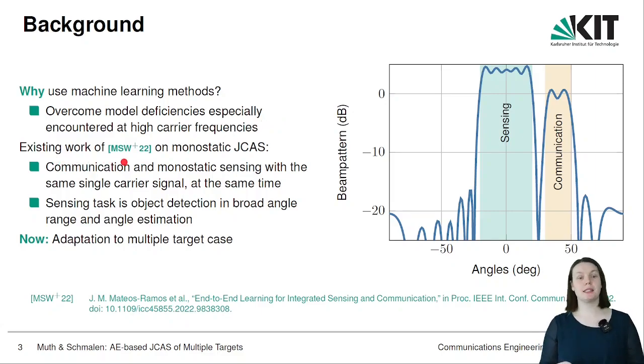There is some existing work using this in a monostatic sense, this joint communication and sensing, where we also use this split beam that is shown on the right, where we know that our sensing targets are, for example, in this area, and our communication target is expected in this area. So we form these two beams and can then do both at the same time. The existing work is only focusing on detection of a single object. And now with this presentation and with the paper, we extended this to the multiple target case.